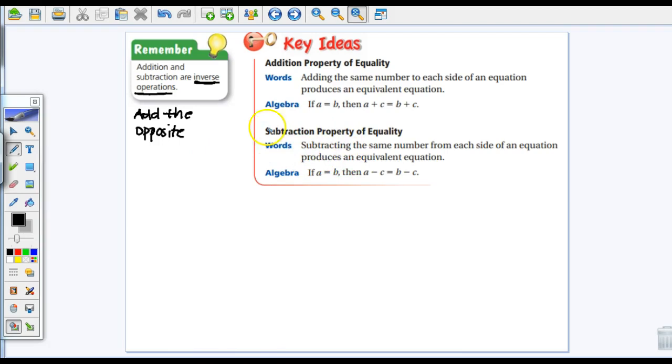Okay, go ahead and pause your video. Copy down this definition. Make sure you copy everything, including the little remember thing here, add the opposite. Make sure you have everything copied down in your notes. And I think this should be in your table of contents as solving equations using addition and subtraction property of equality. And I believe that would be number 12.